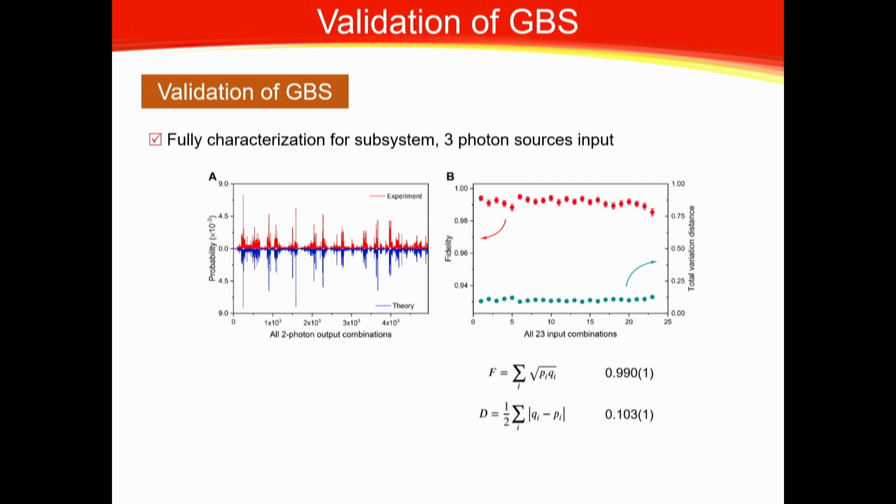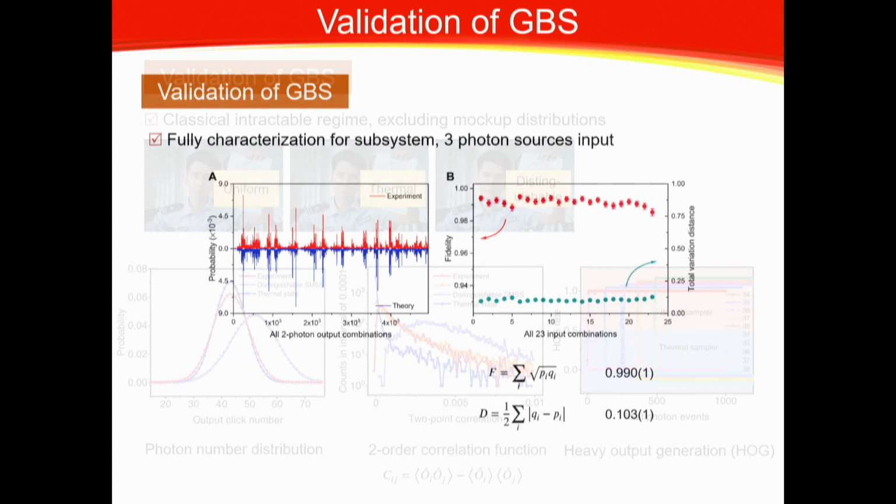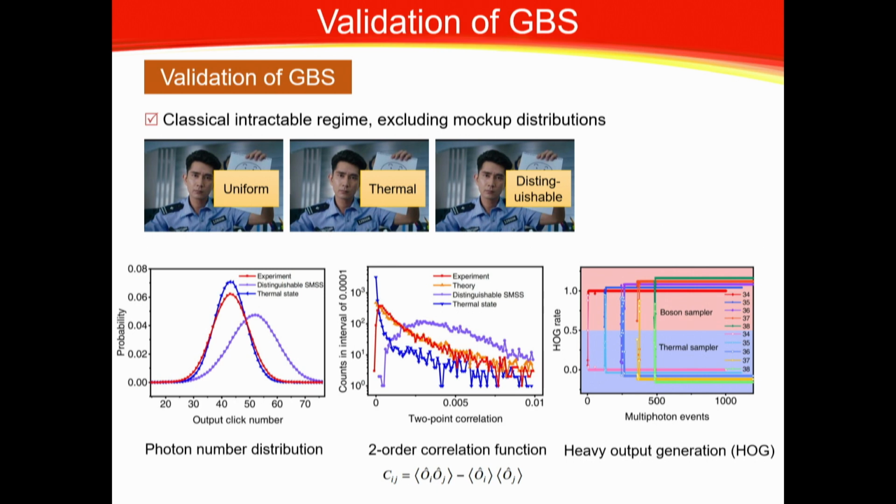So by definition, a classical computer cannot simulate our experiment. How do we know we actually do our experiment correctly? So our strategy is, first we look at the subsystem. For a subsystem of our experiment, the simulation is classically easy, and we can check whether the two agree with each other. And we find, well, they agree very well. So with that, we have some confidence, and we can go on to the classically intractable regime.